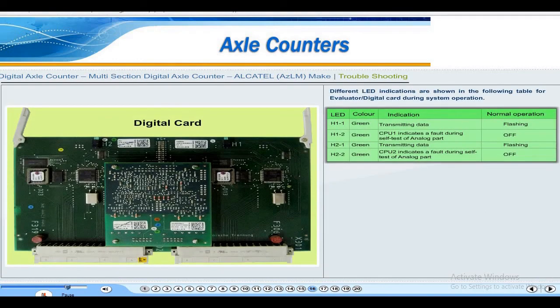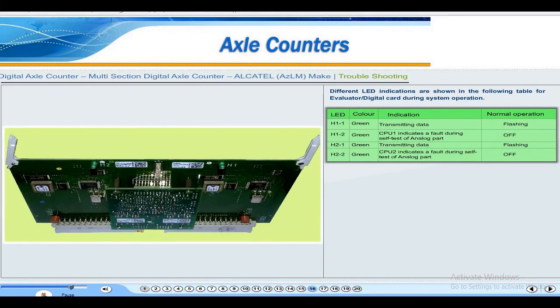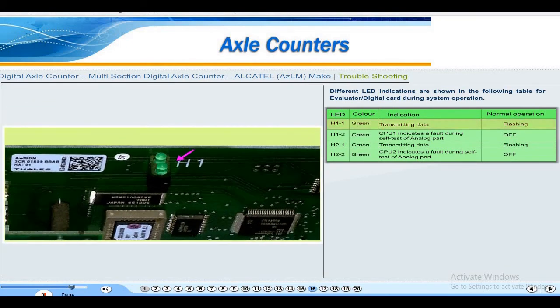Different LED indications are shown in the following table for evaluator or digital card during system operation. H1 1 green LED normally keeps on flashing while transmitting data. H1 2 green LED normally remains off. It lights when CPU 1 indicates a fault during self-test of analog part.